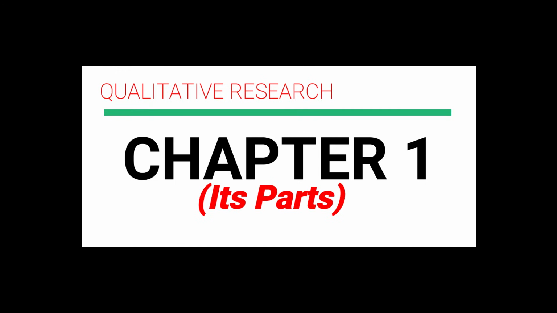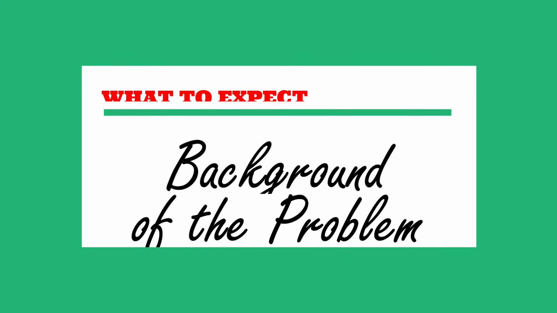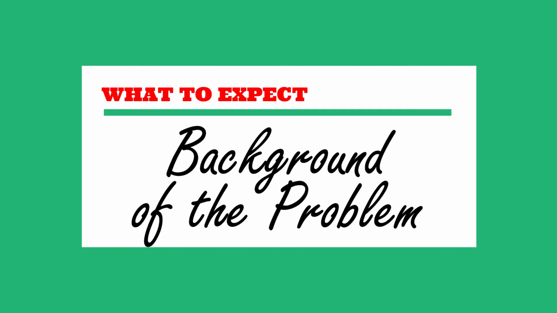Today we are going to talk about the contents and compositions of Chapter 1 for qualitative research. And to start with, let's talk about what we need to expect from Chapter 1. Chapter 1 of a qualitative research paper provides us the essential background of the problem, issue, or concern we intend to explain, describe, or study about.